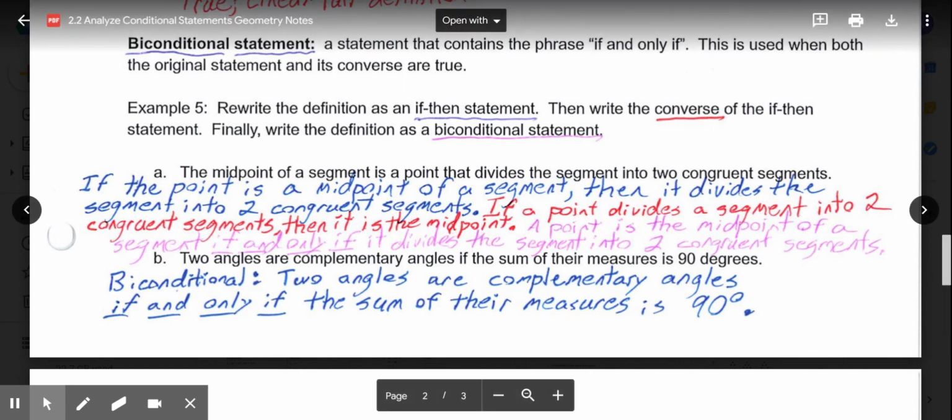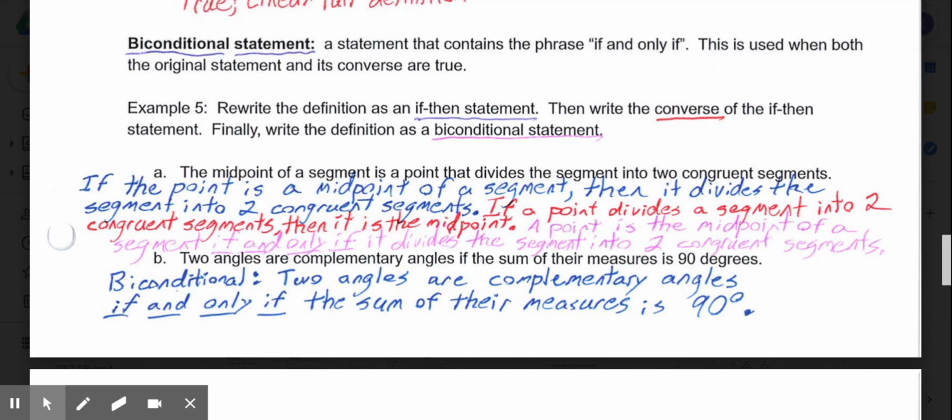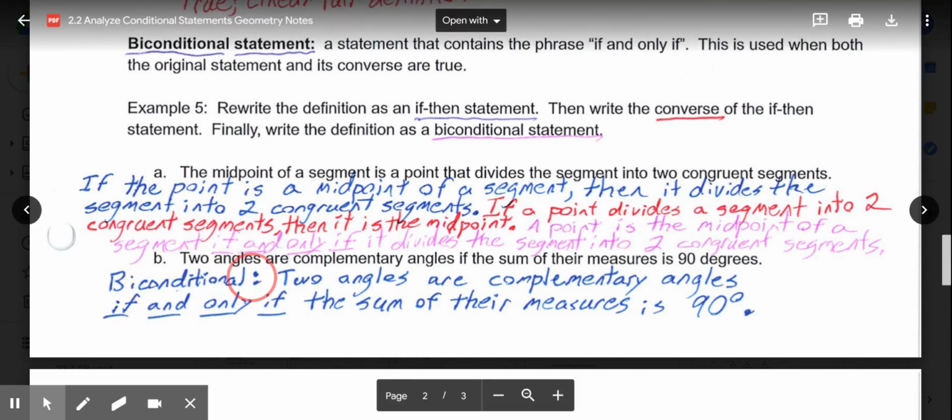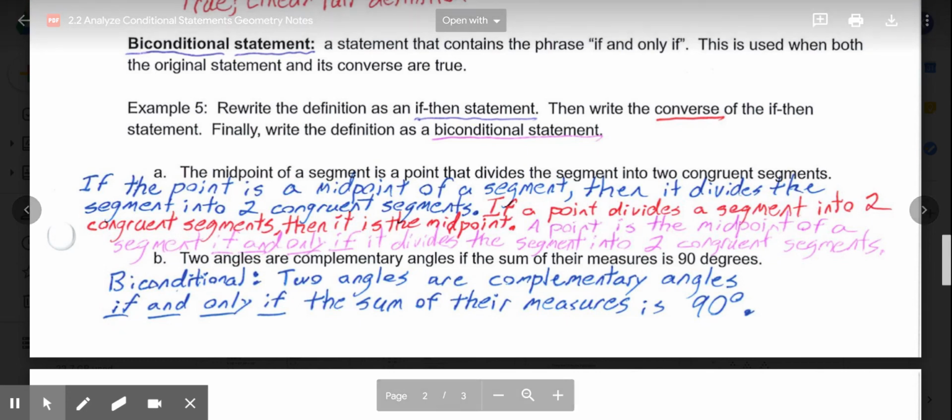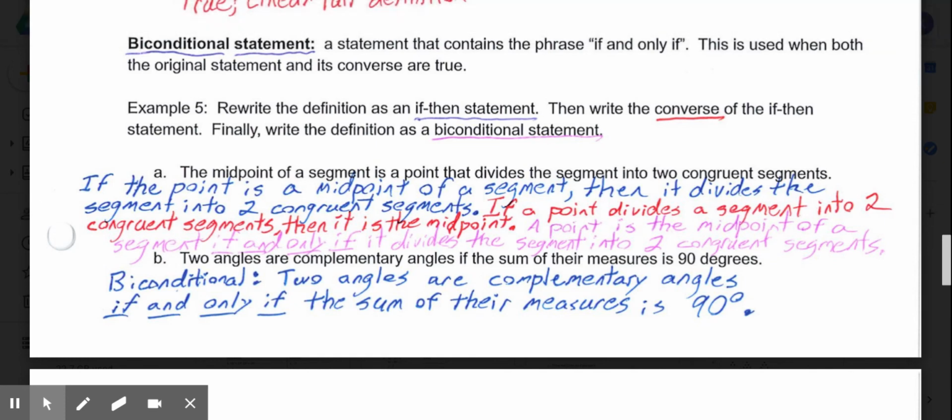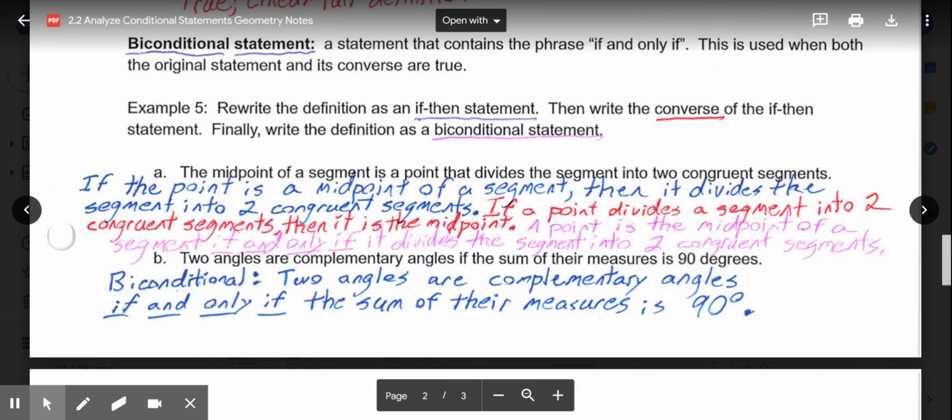In B, now I only wrote the biconditional for this one. I decided not to write the original and converse because we practiced that quite a bit already. So in B, I just wrote the biconditional. So our original says two angles are complementary angles if the sum of their measure is 90 degrees. So rewriting that as a biconditional, I would say two angles are complementary angles if and only if the sum of their measure is 90 degrees.